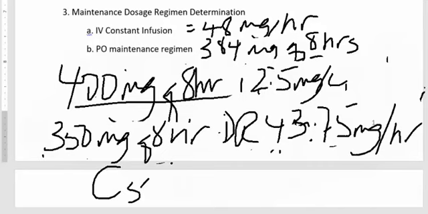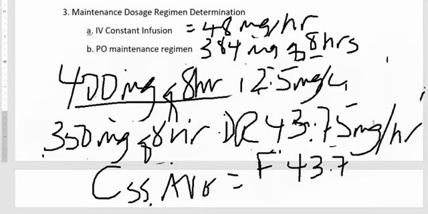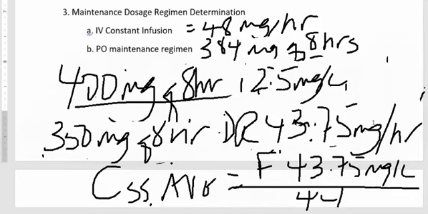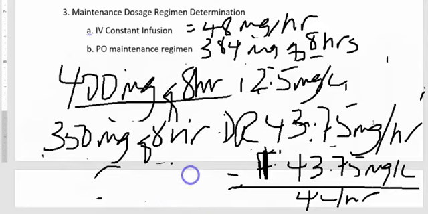So here, we're going to say CSS average is going to be equal to bioavailable dose rate. This time it's 43.75 milligrams per hour divided by our clearance of 4 liters per hour. So divided by 4, our bioavailability is 1, so we don't have to worry about that. So now we're getting, I got 10.9375. So 10.93, I would tell them it's about 11.